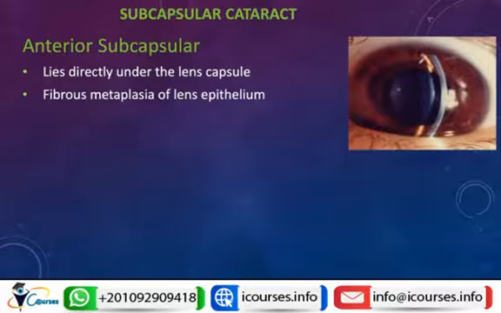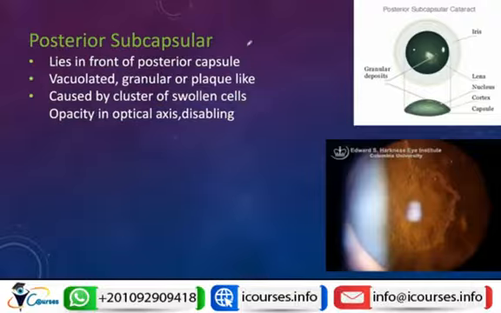The subcapsular cataract can be either anterior subcapsular cataract, as we said, which lies beneath the anterior lens capsule due to fibrous metaplasia, or posterior subcapsular cataract, which lies behind, or sorry, in front of the posterior capsule. It appears as granular opacities, as you can see, or vacuolations that are very visually significant, especially if they are present near the center, as they are close to the nodal point, and they are caused by clusters of swollen cells.